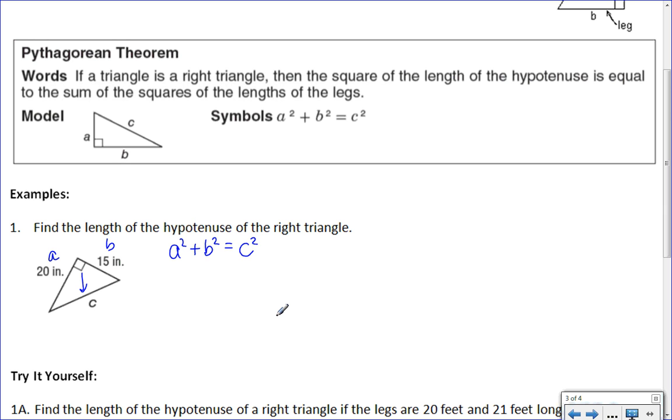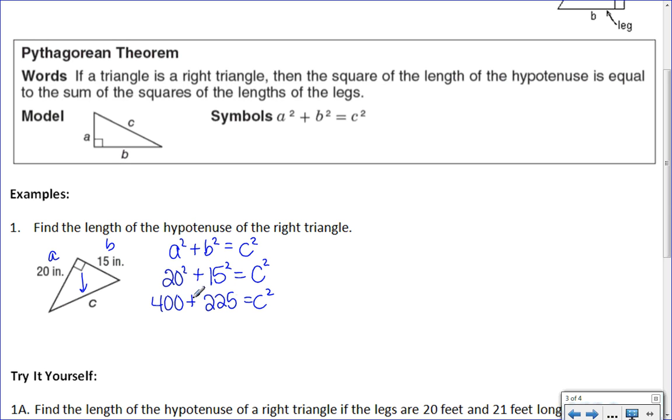And we just want to substitute the lengths that we have. So a is 20, b is 15, and c is something we don't know, so we'll leave that as c squared. And now we just want to figure out what c is. So let's go ahead and square these. Following our order of operations, we want to evaluate the exponent first and then add. So 20 squared is 400, 15 squared is 225.